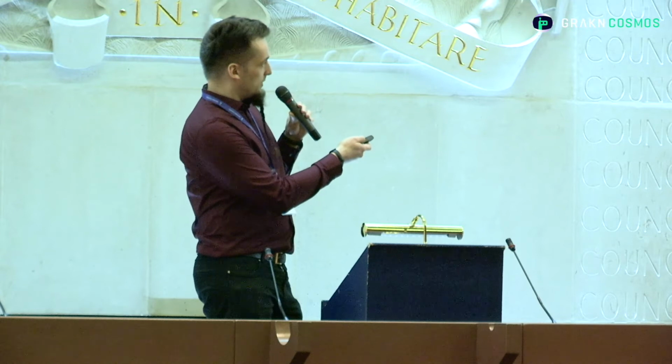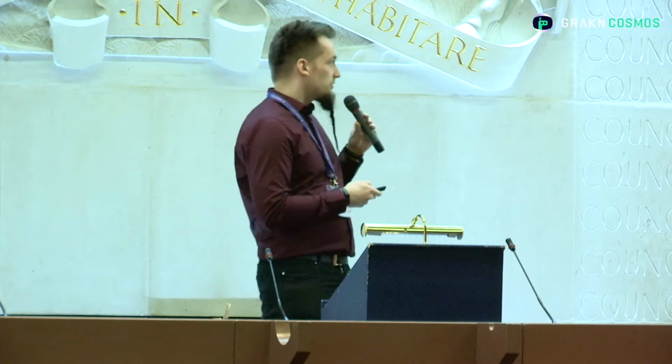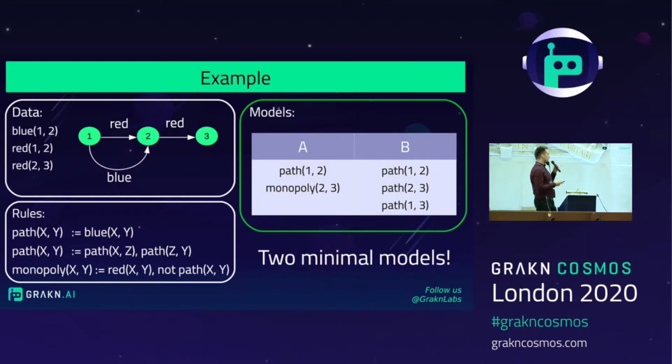So let's look at what happens if we add a negation. This is not a very exciting example, but it demonstrates the point. We have two binary predicates, the red predicate and the blue predicate, and we know that red holds between 1 and 2, and 2 and 3, and blue holds between 1 and 2. This is a simple graphical representation of what we know, our facts in this knowledge base.